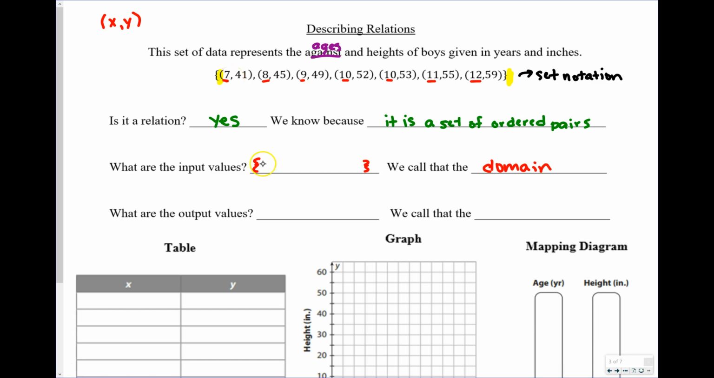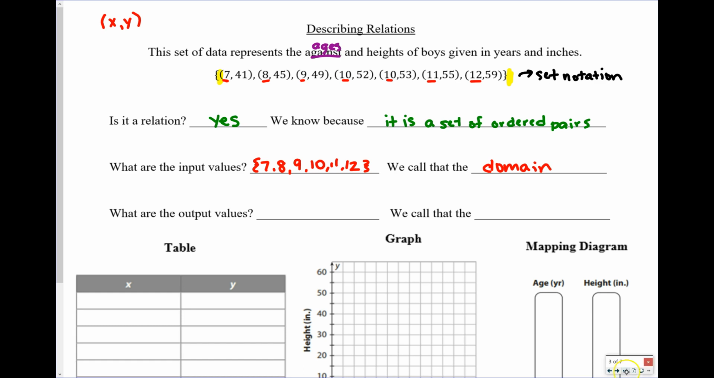So I'm going to write the 7 down. Then I'm going to put the 8. Then I'm going to put the 9. Then I'm going to put the 10. And then I see another 10, but I'm not going to list it in here because there's no point. I'm already telling you that the number 10 is part of the set. I don't need to tell you that 10 is there again. I just need to know that 10 is a value that exists. I don't need to know how many 10s there are. Okay, so I'm not going to list it twice. Then I have 11, and then finally I have 12. So that completes my domain. It completes my set of input values.